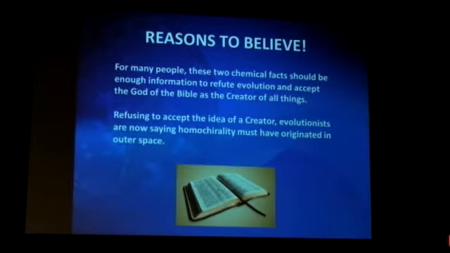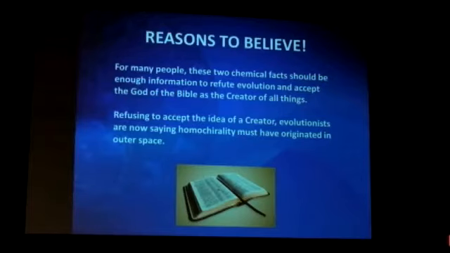Now, for many people, including myself, these two chemical facts should be enough information to refute evolution and accept God as the creator of all things. More than anything else, it's this idea of chirality that helped convince me that our creator God is truly a creator, because it is hard to imagine life without homochirality in our bodies, and homochirality can only be explained by a creative act of God. The only way chirality can exist in our bodies is if God created us to have the chirality that we have: all amino acids left-handed, all proteins made of left-handed amino acids, and all the others. This idea of evolutionary stepwise processes makes no sense, because it doesn't matter how long you do it, the laws of chemistry say it would never happen.